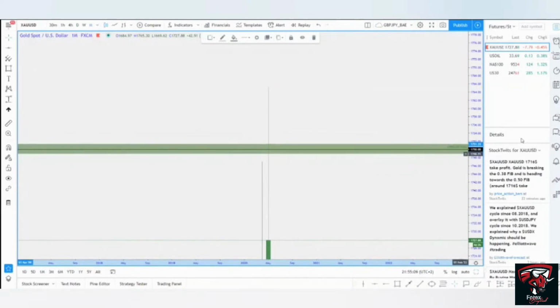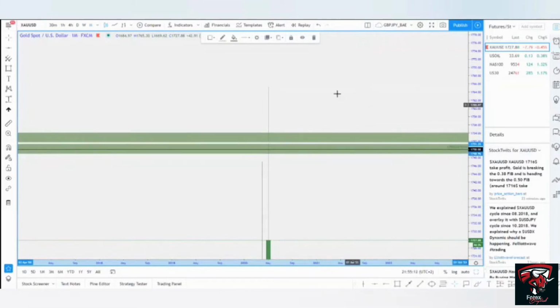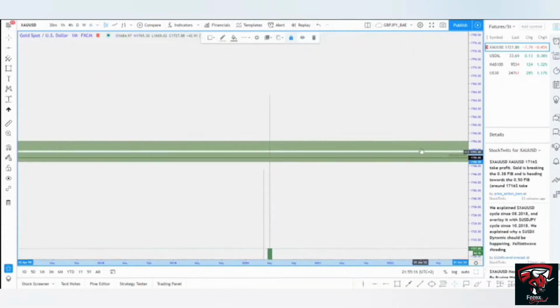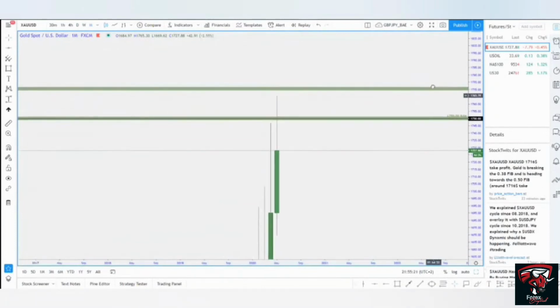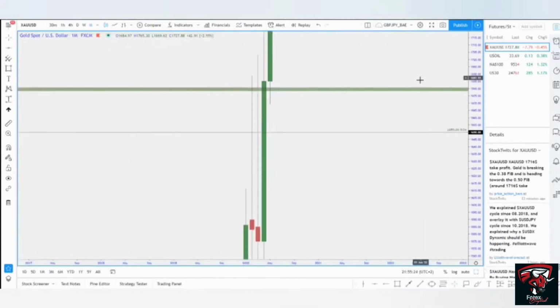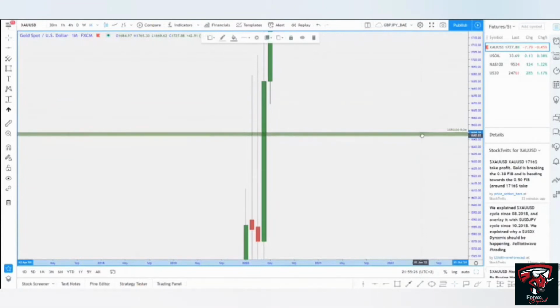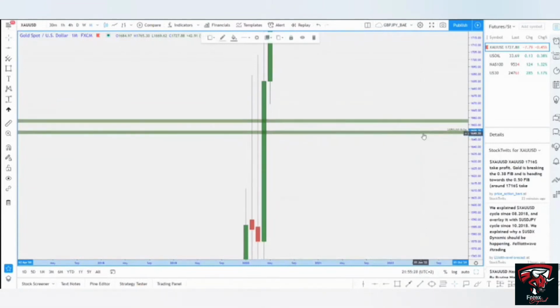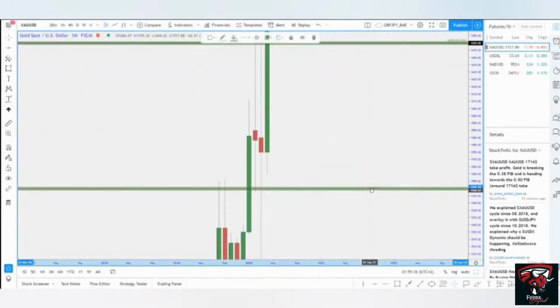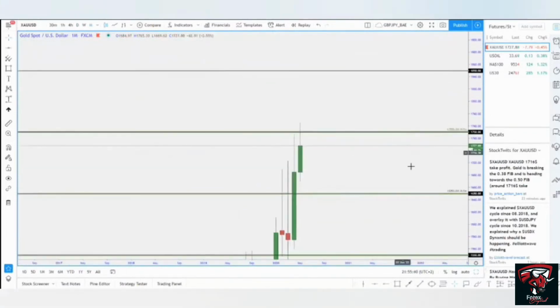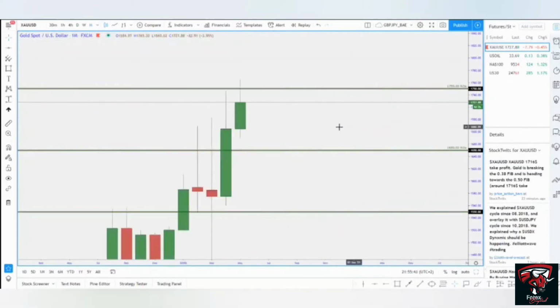After doing that, Control C, Control V, and click the lock button. That automatically locks the one that you drew, and you can just drag this across the other levels. After doing that, you can Control C, Control V, lock, and then drag this to the next level and continue doing the same thing over and over again until all your monthly levels are marked out nicely and tracked nicely.